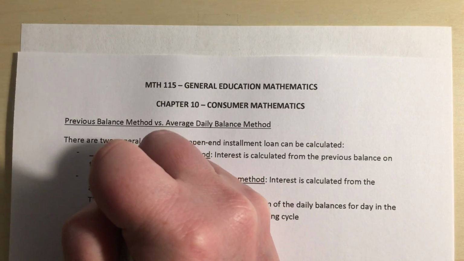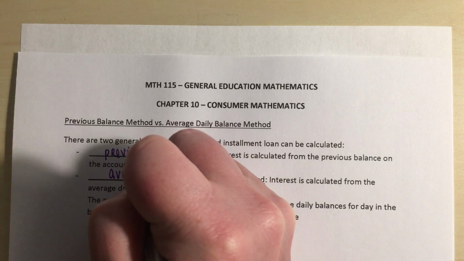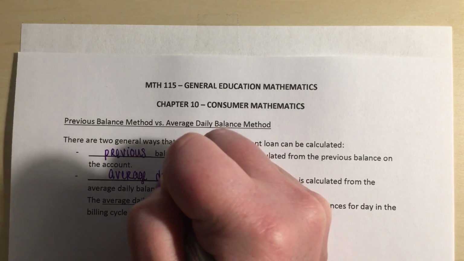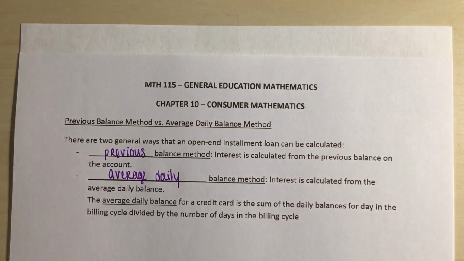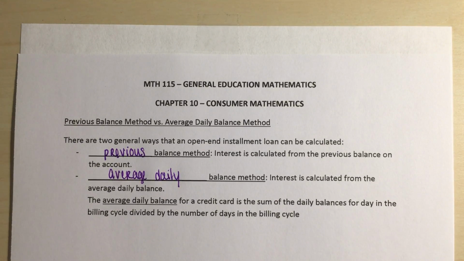And then we're also going to talk about the average daily balance. The average daily balance method, interest is calculated from the average daily balance. So instead of just starting at the beginning, we take the average daily balance and then go from there. If we're thinking about an average, remember it's going to be some sort of sum. So we're going to take all of the different daily balances, add them up, and then divide those by the number of days in the billing cycle.